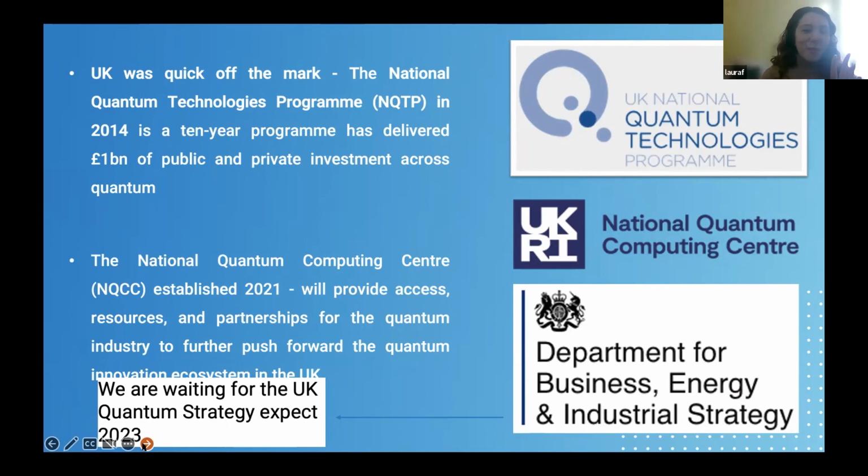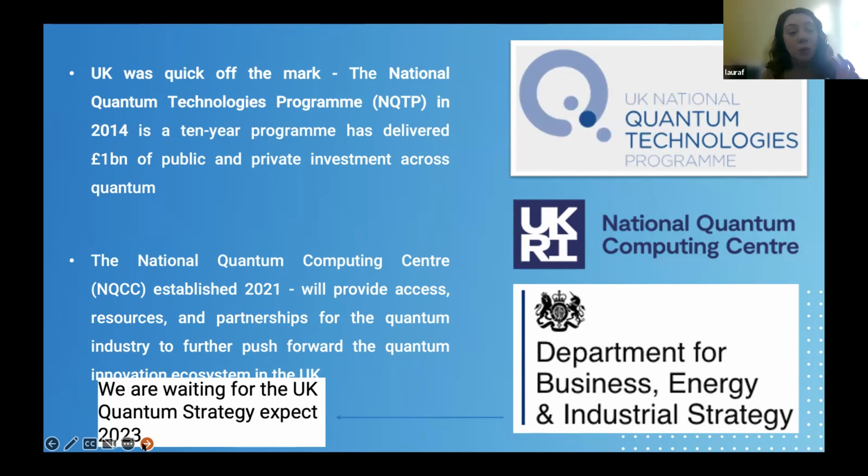BEIS are publishing the quantum strategy in the UK. They announced that they were publishing this very early on in 2022. We were expecting this strategy, which would be the first quantum strategy here in the UK, to come out nearer the end of 2022, but UK government have had other priorities to focus on in previous months, so we are now expecting the quantum strategy to be released in 2023.